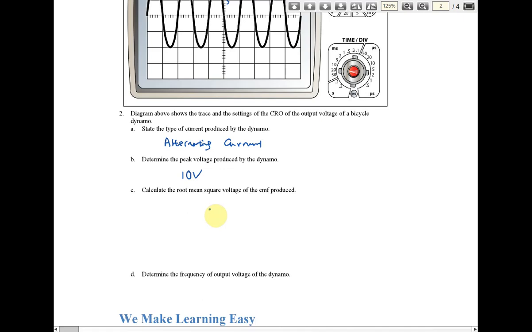Okay, they want us to find the root mean square voltage, VRMS. So VRMS is equal to the peak voltage V naught divided by the square root of 2. So in this case, the peak voltage is 10, so divided by square root of 2, 7.071 volt.